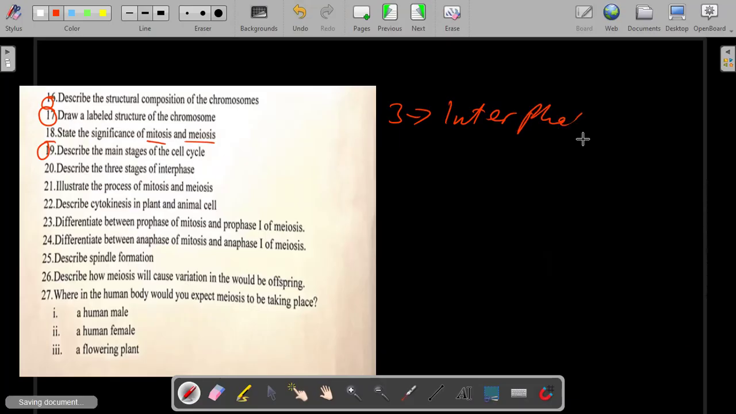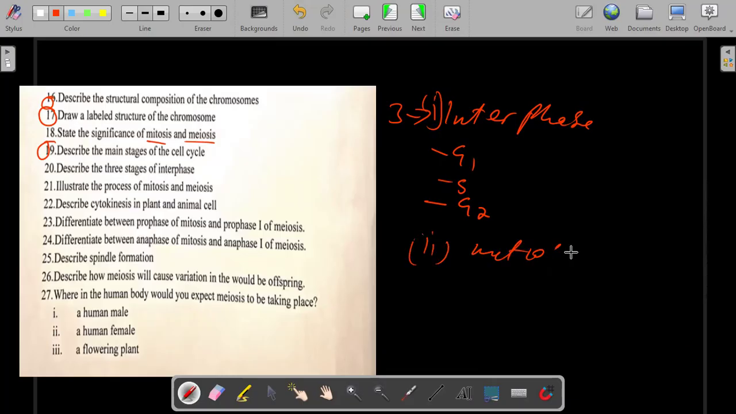So you are going to have interphase. In interphase, you are going to find three phases there. You're going to have the G1 phase, the S phase, and also the G2 phase. These are the phases of the interphase. That's the first part of our cell cycle. Then from the first part, we go to the second part, which is going to be mitosis.